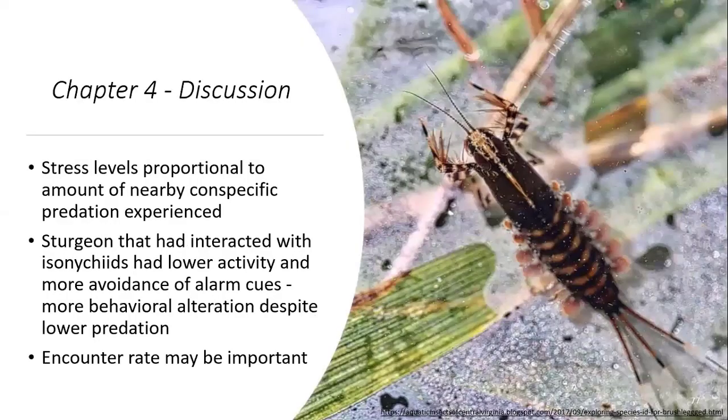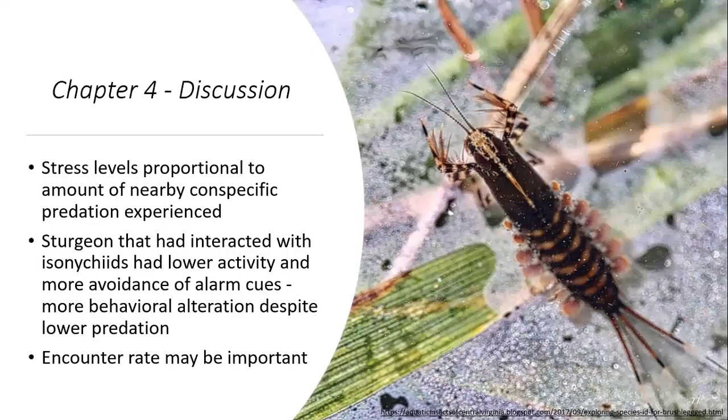So here are some of the important points from chapter 4. I saw that the stress levels appear to be proportional to the amount of predation on nearby conspecifics. And this makes intuitive sense. If individuals are able to perceive a high predation risk, they respond by becoming stressed.